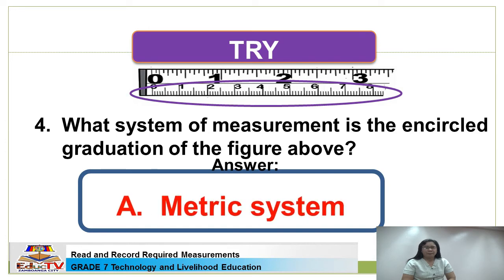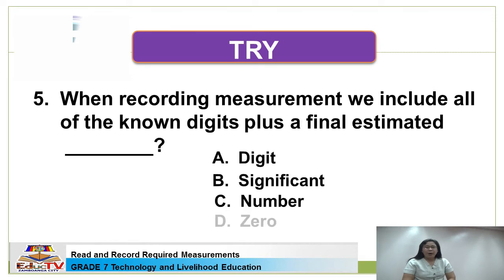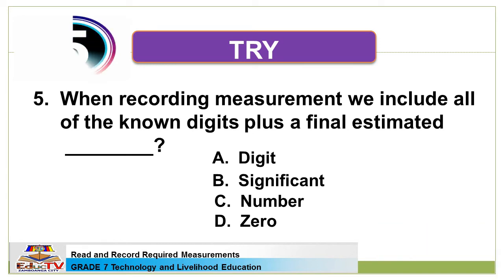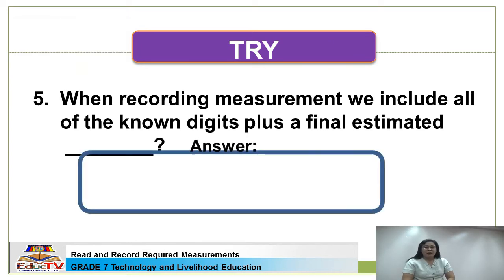For question number 5, when recording measurements, we include all known digits plus a final estimated blank. Letter A, digit. Letter B, significant. Letter C, number. Letter D, zeros. The correct answer is letter A, digit.